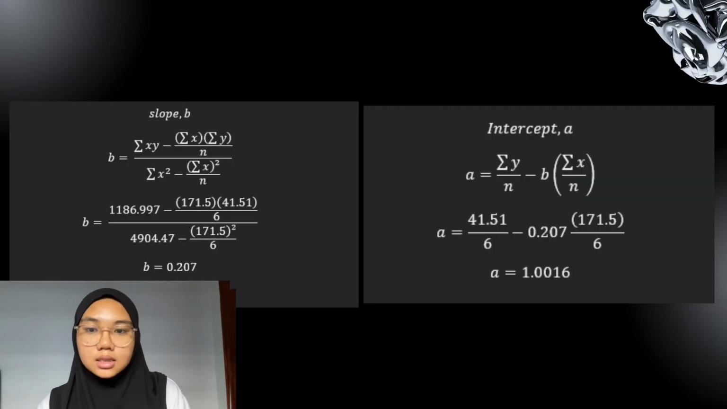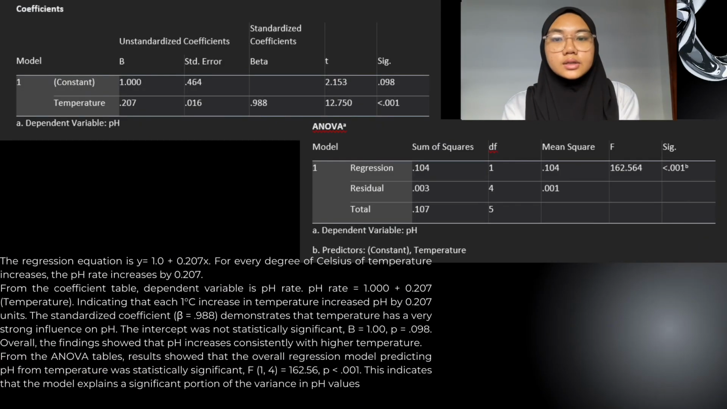So next, we want to find the slope, which is b, and we substitute into the formula and we got b equals 0.207. For the intercept, which is a, we substitute into the formula and we got a equals 1.0016. The regression equation is y equals 1.0 plus 0.207x. For every degree Celsius increase in temperature, the pH increases by 0.207.